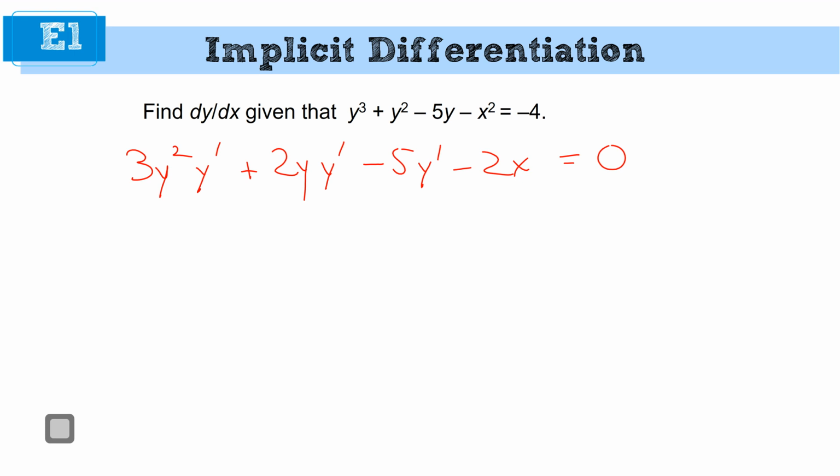Now the algebra. What do you think I have to do next? Nothing is one option. That's not true, but I need to get y prime by itself because I'm still looking for the derivative. Move x to the right. That's a good start. 3y squared y prime plus 2y y prime. Okay, what next? And then factor out y prime. I like it.